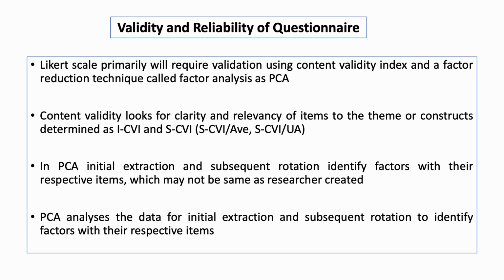In PCA, or principal component analysis, initial extraction and subsequent rotation identify the factors with their respective items, which may not be the same as the researcher has designed. So in principal component analysis, the data for initial extraction and subsequent rotation would identify factors with their respective items as responded by the subjects. So it might be different from what has been assumed or perceived by the researcher.